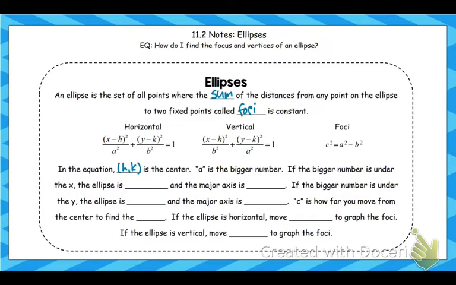So again, if the bigger number is under the x, then the ellipse is horizontal. Let me just say this: the ellipse is wider. It's wider than it is tall. The major axis is horizontal.